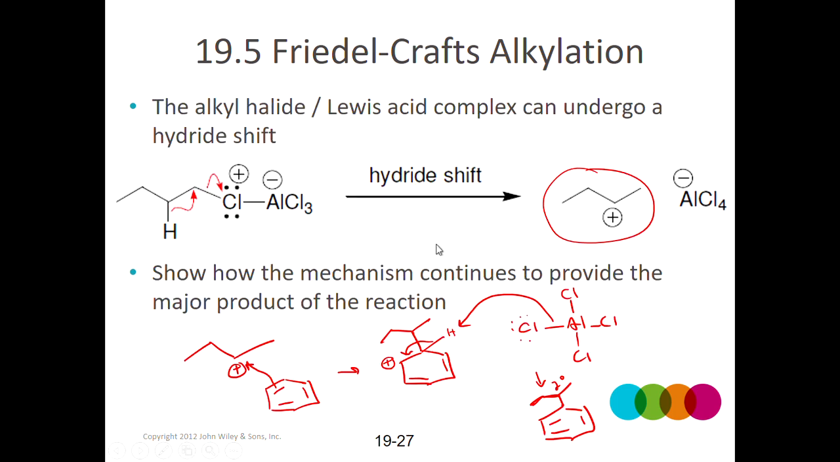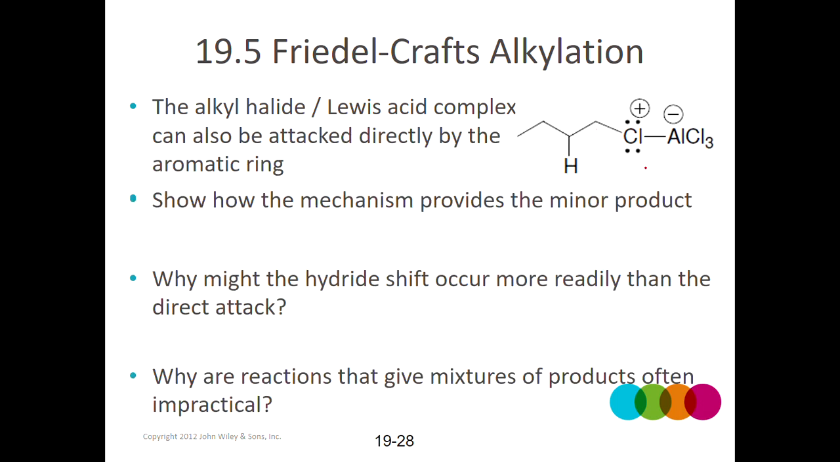So alternatively, instead of the hydride shifting over, maybe the aromatic ring just attacks it in an SN2, right? This is a primary carbon here. It's not too crowded. The ring isn't supermassive. And so it can come in here directly and push the leaving group out. So without doing the intramolecular hydride shift, just have the benzene ring attack. But you should know that that's a minor product because that doesn't happen as often as the hydride shift.